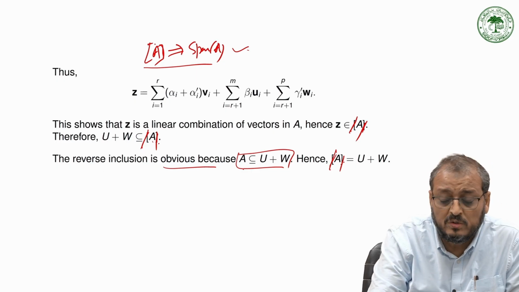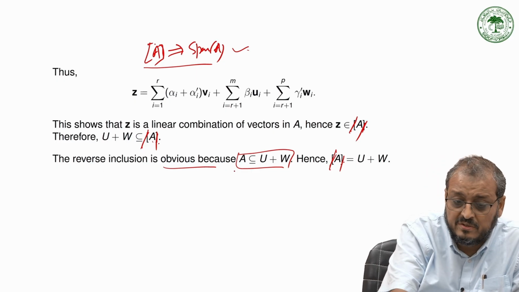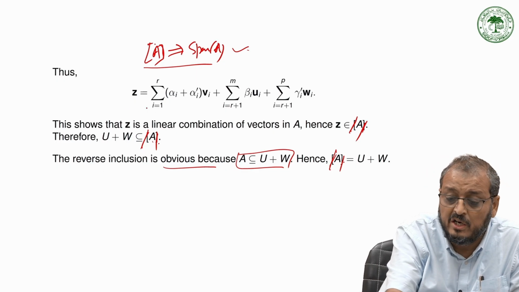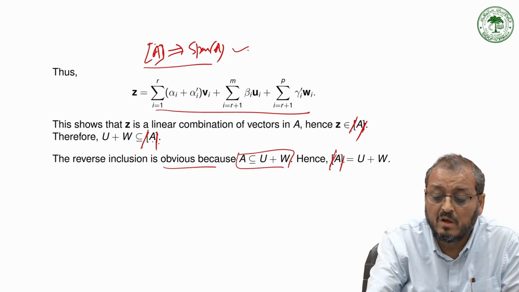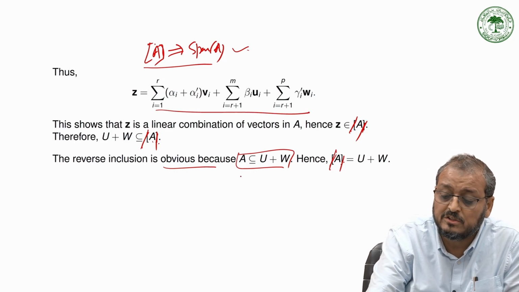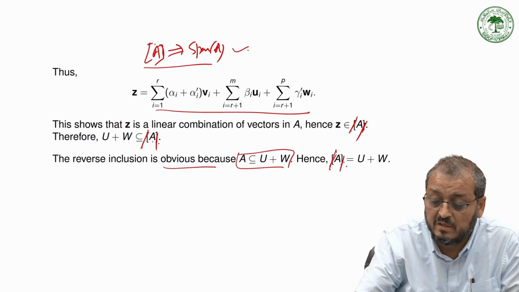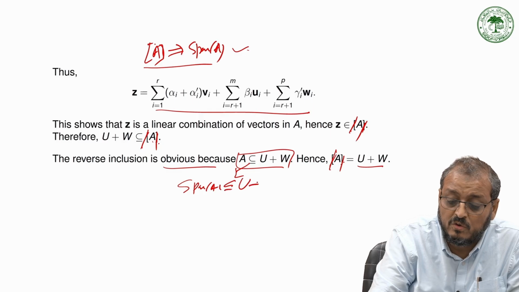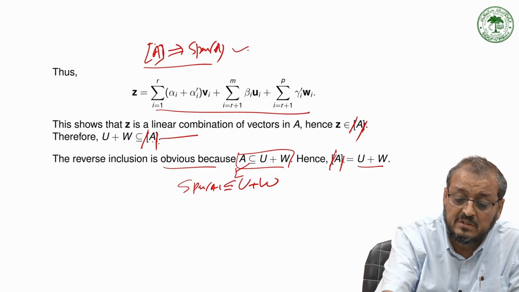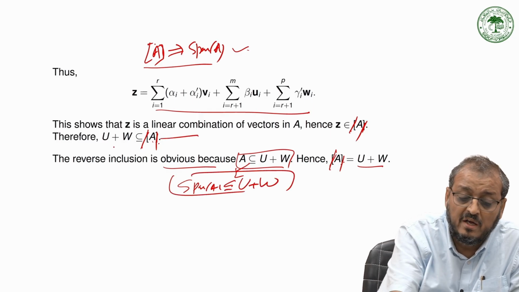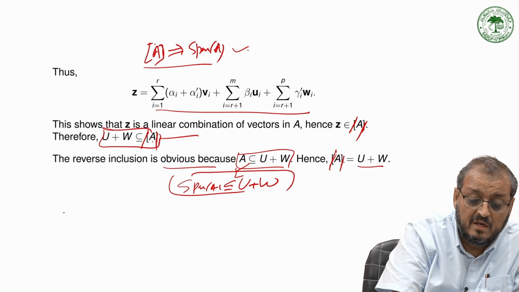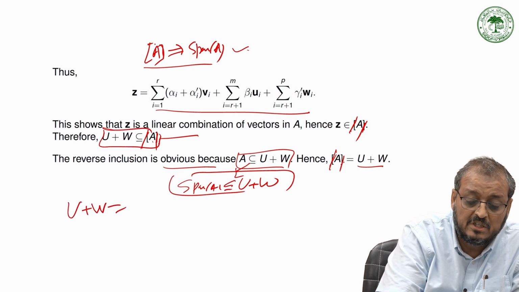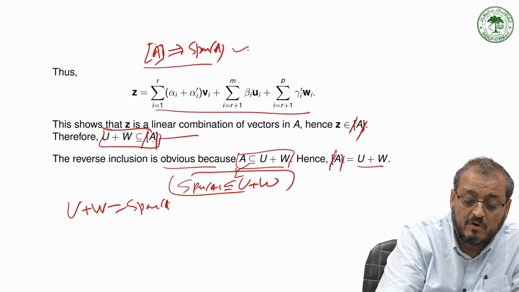So this means, for the reverse inclusion, A is clearly contained in this, so the span of A is contained in U plus W. By this and this, we can say clearly that U plus W is nothing but equal to the span of A, and so we have proved that.